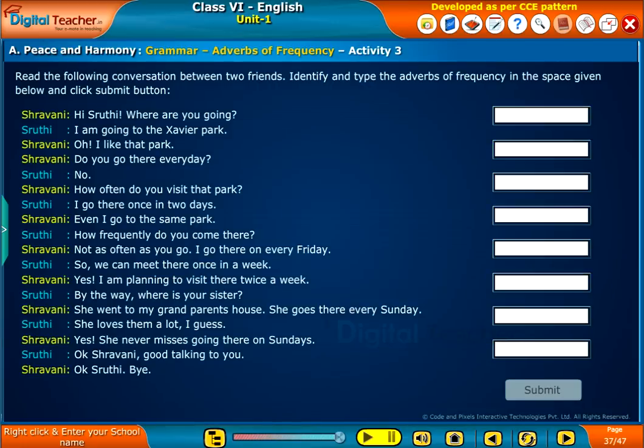Read the following conversation between two friends. Identify and type the adverbs of frequency in the space given below and click Submit button.